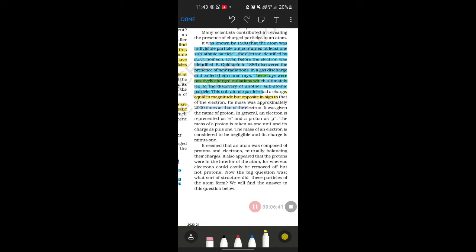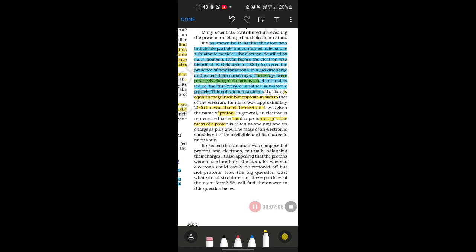2000 times as that of the electron. It was given the name of proton. In general, an electron is represented as e negative and a proton is represented as p positive. You can see here, it is given in your book.